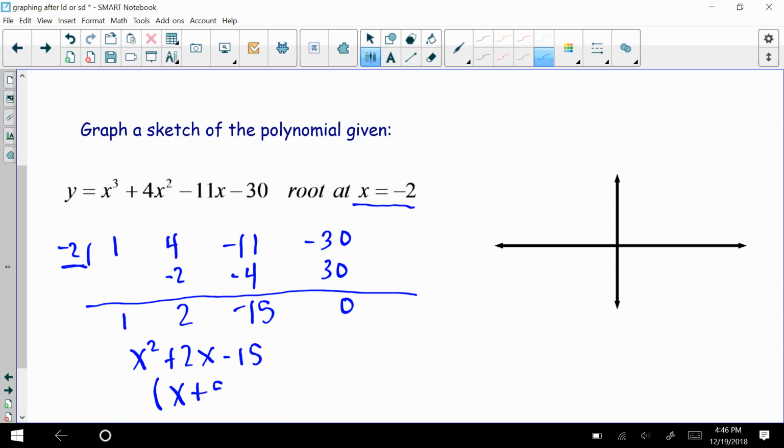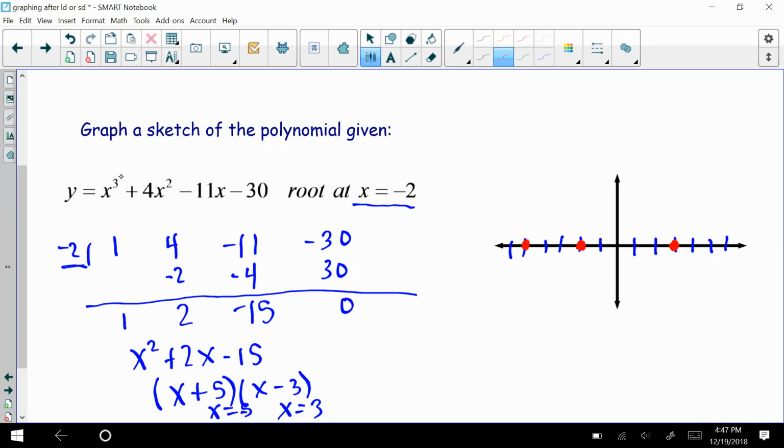So I can think about what two numbers multiply to -15 and add to +2. And I am going to get x equals -5 and x equals 3. So what I know right now, I'm going to go through and say, okay, I have these roots. I have a root at the -2 that I gave you. That's 1. The second one is at -5, so that's 2. And then you have a root at 3, and that's the third root.